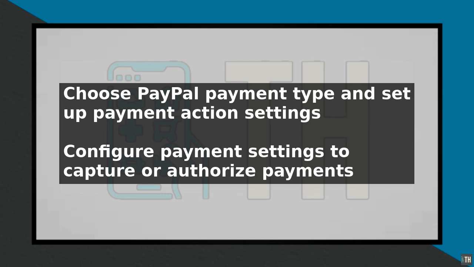To test the PayPal payment gateway, go to your Shopify store and add a product to the cart. Proceed to checkout and select PayPal as the payment method. You will be redirected to the PayPal website to complete the payment. After completing the payment, you will be redirected back to your Shopify store and the order will be marked as paid.